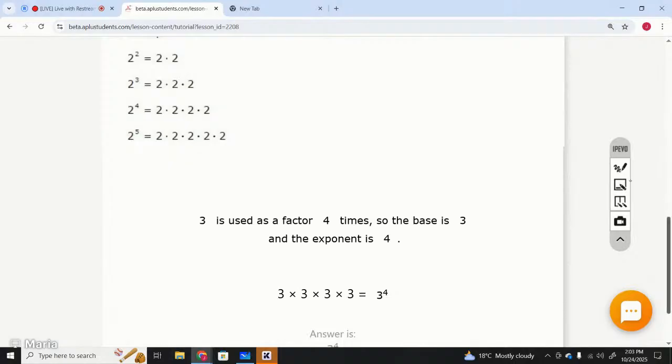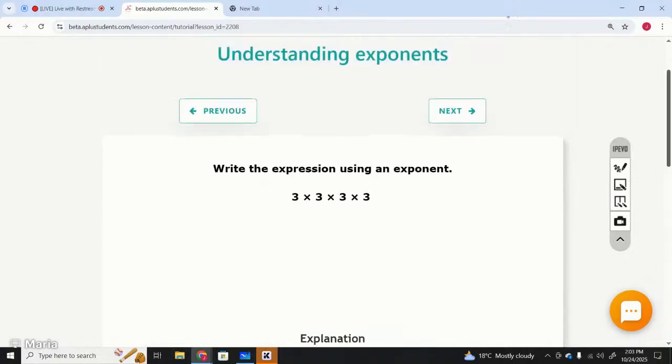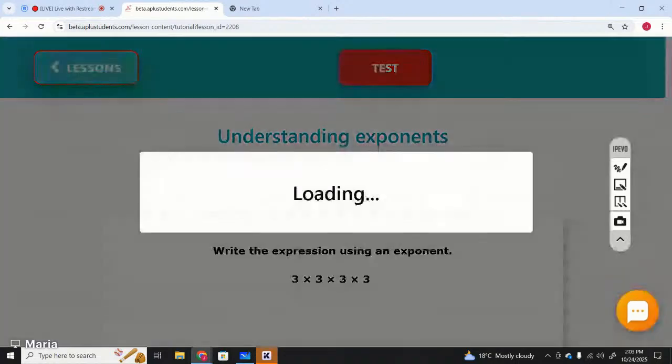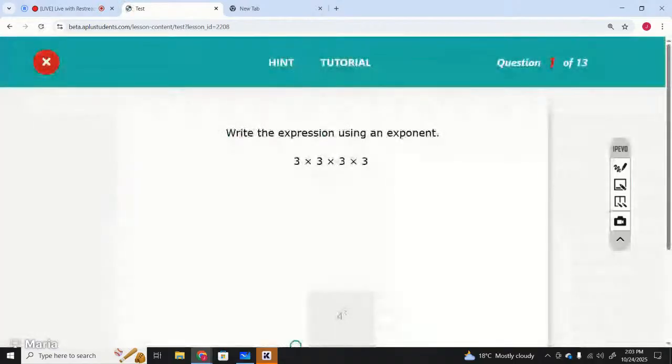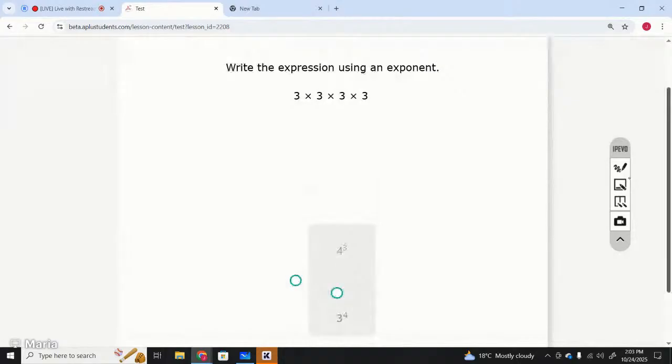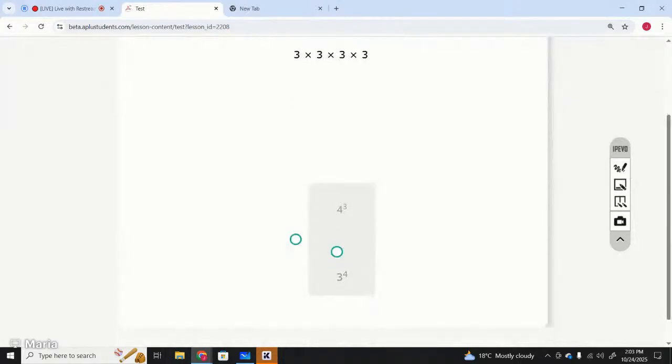Let's just start with the test questions. Write the expression using an exponent. So 3 times 3 times 3 times 3, 3 as a factor 4 times, exponent 4. Option number 2 is the correct option. 3 exponent 4 it is.